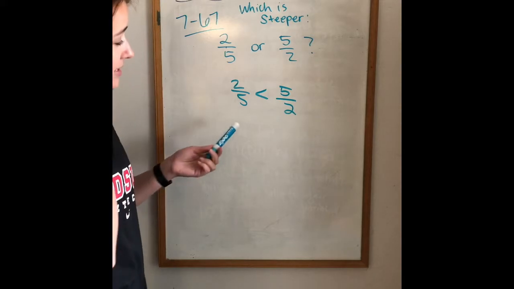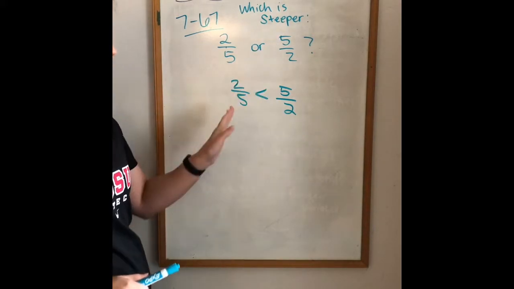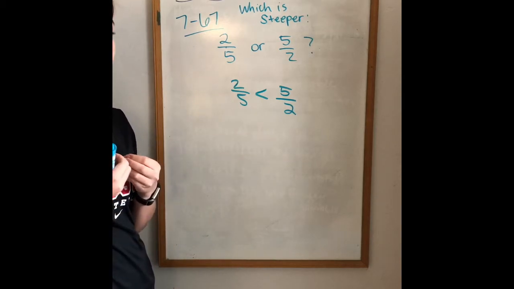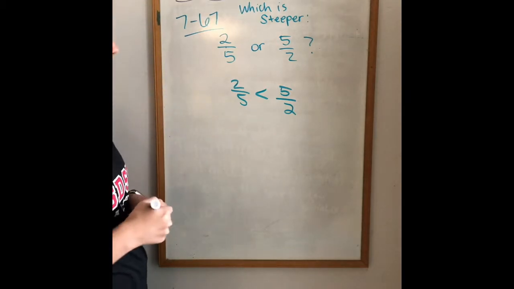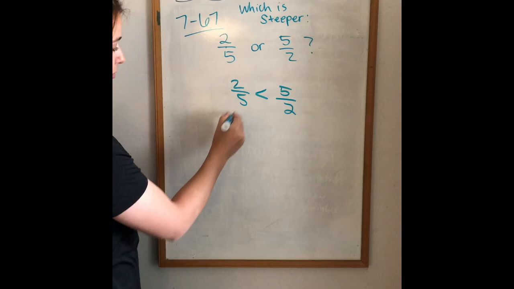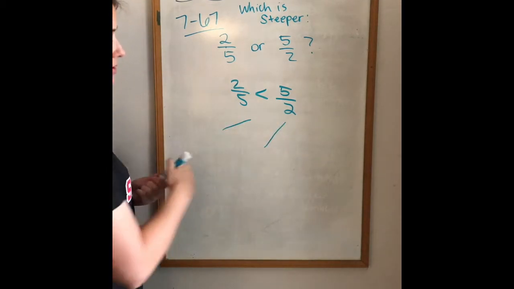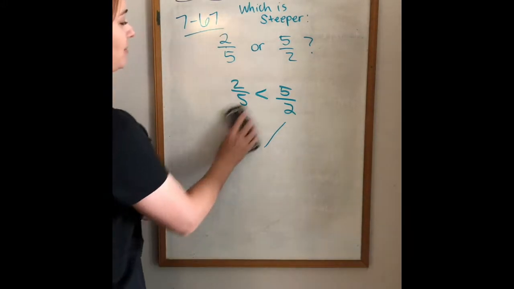And that means that 5/2 is going to be a steeper line than 2/5, because the bigger the slope, or the greater value the slope is, the steeper the line will be. So this would be maybe like this, and this would be like this. So that would be steeper than that one. So that's a little warm-up problem.